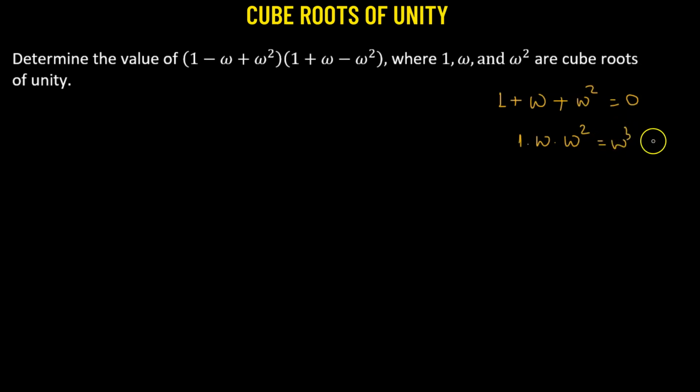cubed. This value is going to be equal to 1. So we'll use this fact. So let's come to our problem. Here we have 1 minus omega plus omega squared.